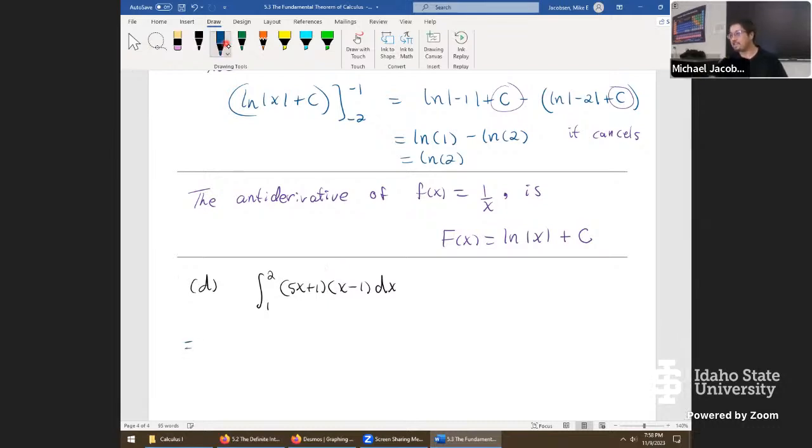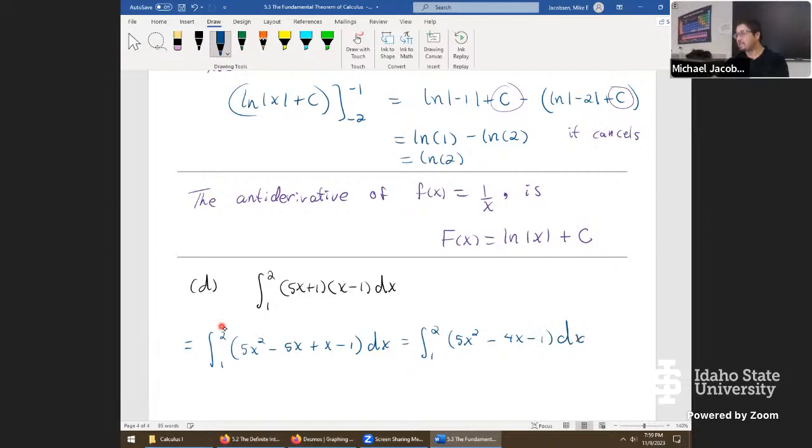Let's start off by going like this. Integrate from 1 to 2. Let's expand out. 5x multiplies through, giving 5x squared minus 5x plus x minus 1. Parentheses this time are just to emphasize everything there is contained inside the integral, but that should be clear because of the dx and the integral sign. Let's combine our like terms. Now it's the integral from 1 to 2 of 5x squared minus 4x minus 1 dx.